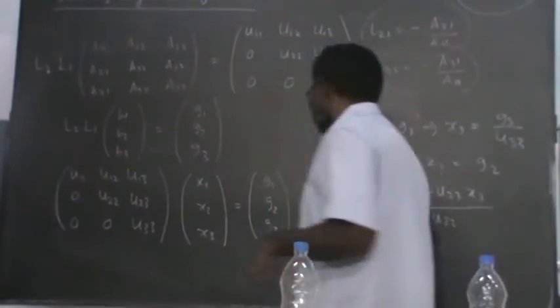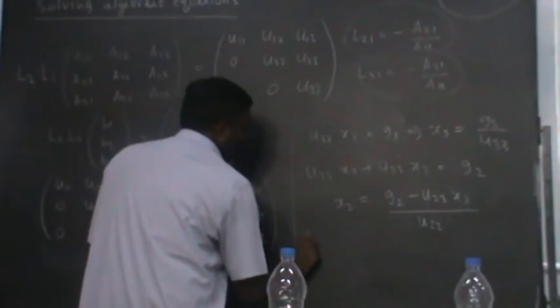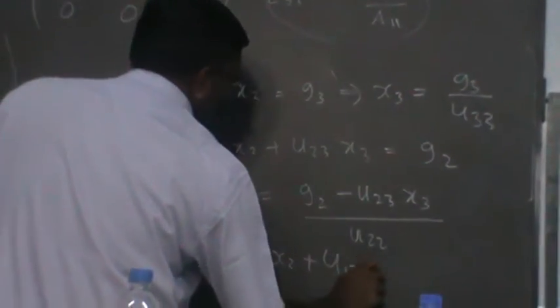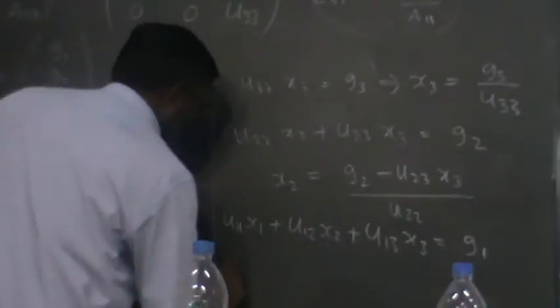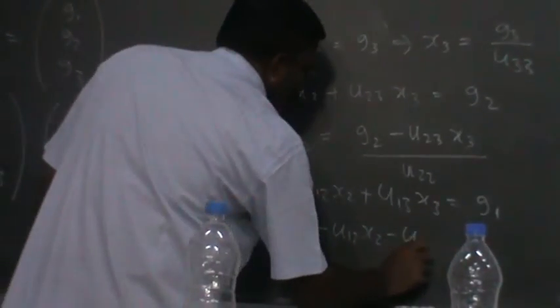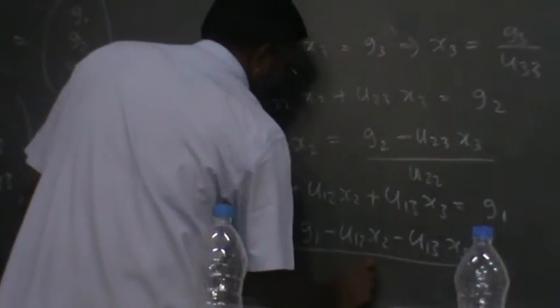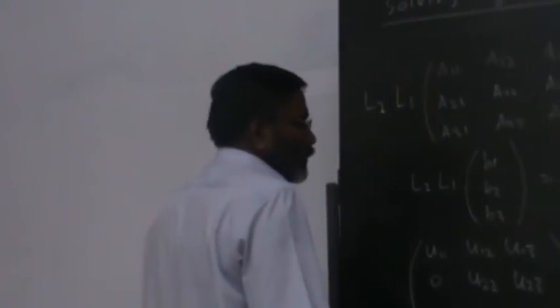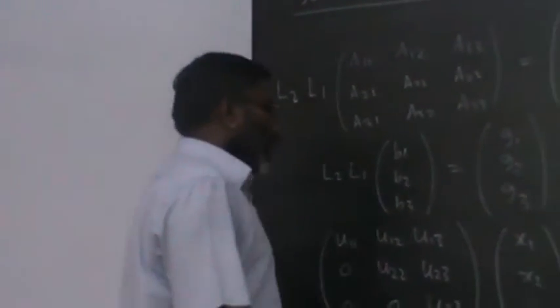Now I know x3 and x2, so I can write U11 x1 plus U12 x2 plus U13 x3 is equal to G1. So my x1 is nothing but G1 minus U12 x2 minus U13 x3 divided by U11. So I can find x1, x2, x3 from this upper triangular matrix structure. This procedure of finding solutions of an algebraic equation is known as Gaussian elimination.